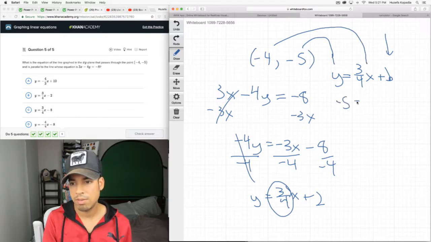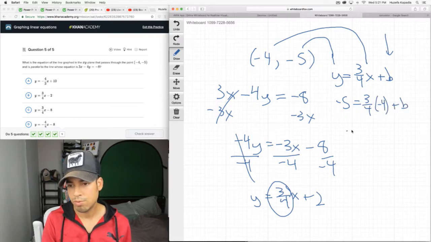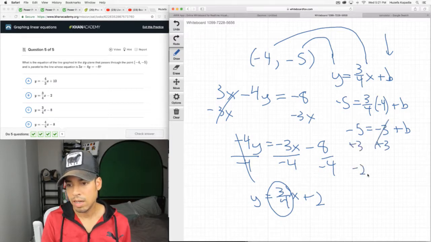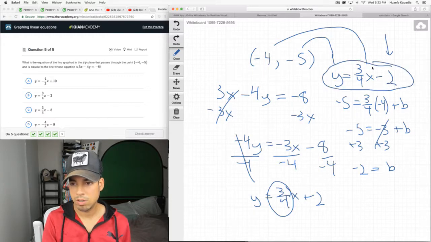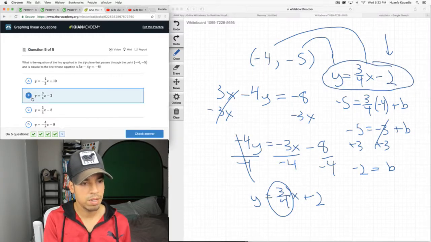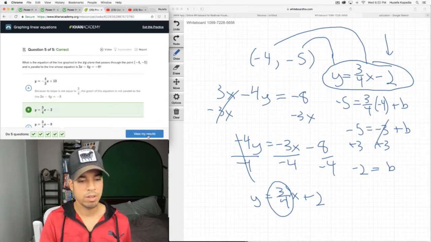So we got -5 equals 3/4 times -4 plus B. -4 times 3/4 is actually -3. I'm going to add 3, add 3. We got -2 equals B. So plugging that back in up here, 3/4 x minus 2. And there is the equation of our line. So it is B. And we are done.